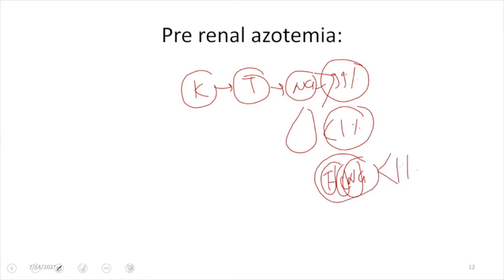It is less than 1%, and in prerenal azotemia, as the kidney is absolutely normal, the fractional excretion of sodium is also less than 1%, and this will say that the tubule is still able to concentrate the urine, and the tubule is still able to reabsorb the sodium as well.